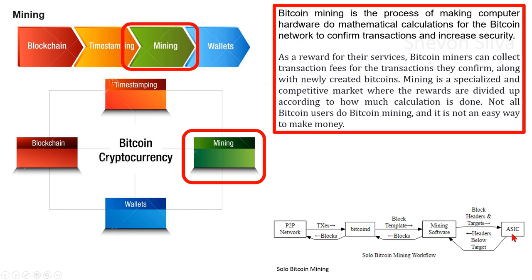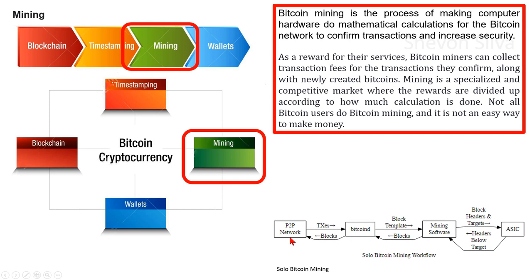On the other hand, if a hash is found below the target threshold, the mining hardware returns the block header with the successful nonce to the mining software. The mining software combines the header with the block and sends the completed block to Bitcoin D to be broadcast to the network for addition to the blockchain.